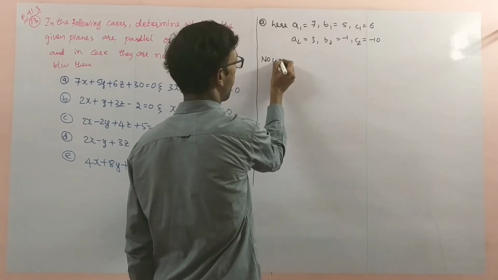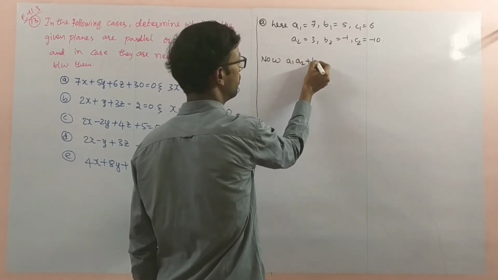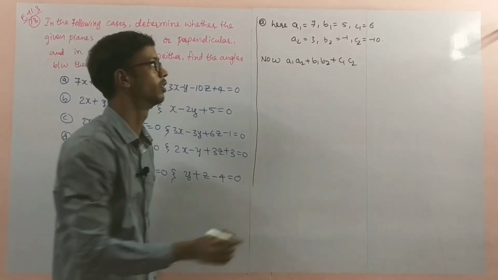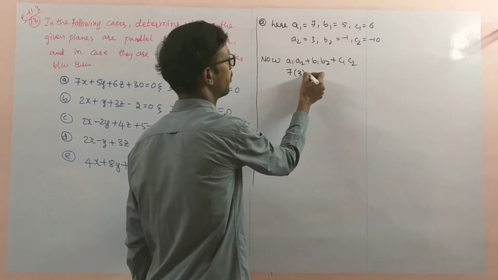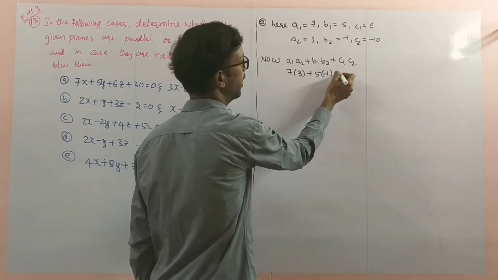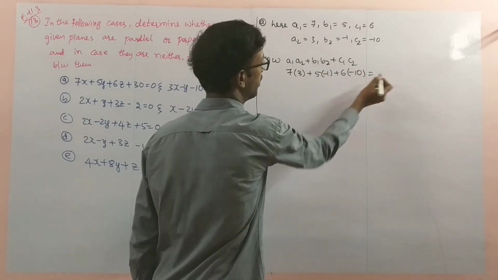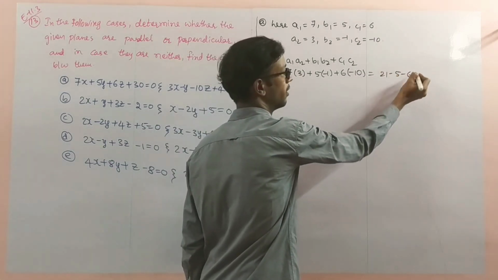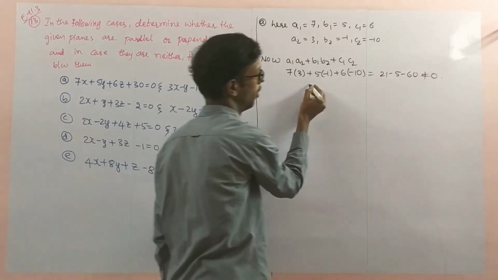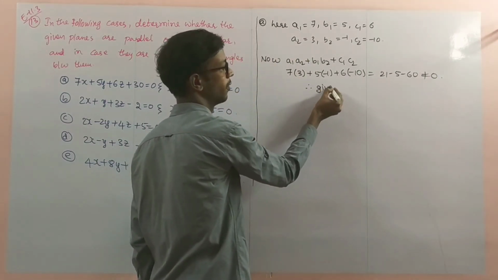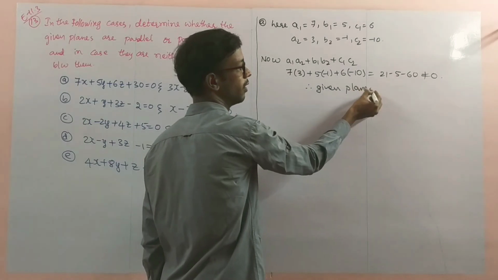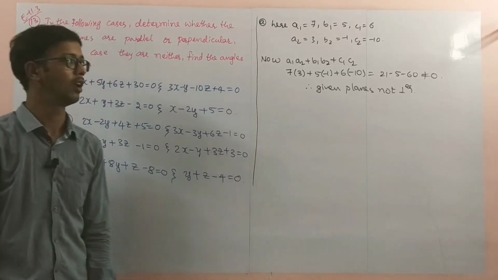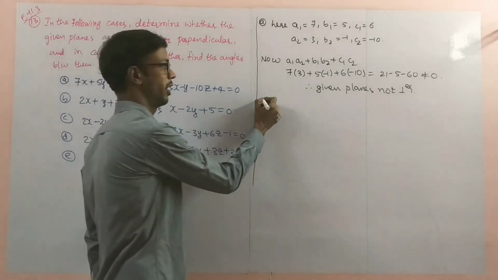Now a1 a2 plus b1 b2 plus c1 c2, I'll find here. Don't take it directly equal to 0. 7 times 3 plus 5 times -1 plus 6 times -10, that is equal to 21 minus 5 minus 60. This is not equal to 0. Therefore, the given planes are not perpendicular.